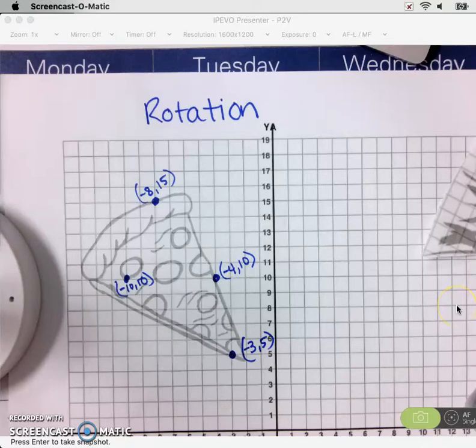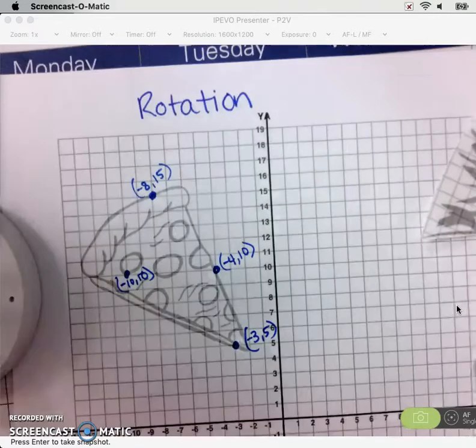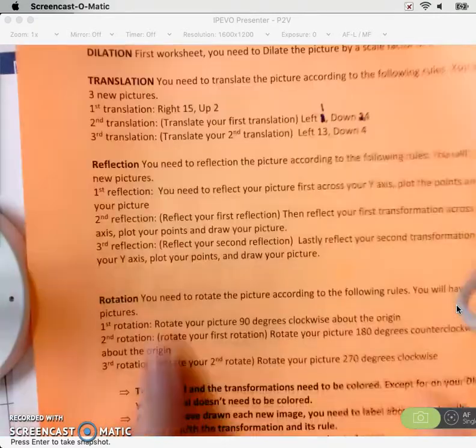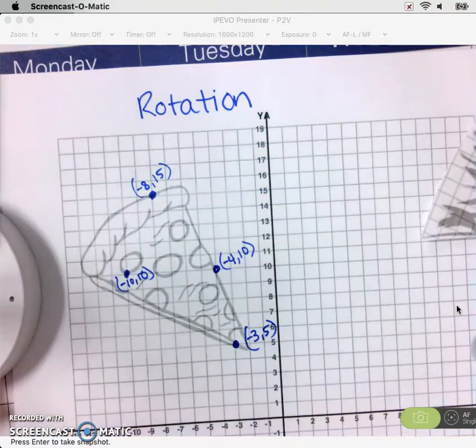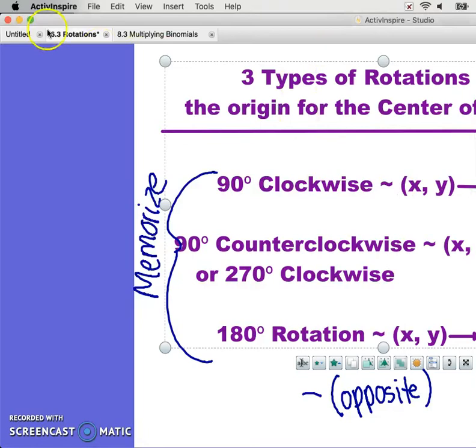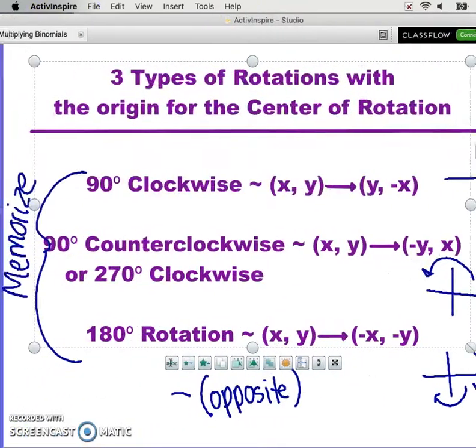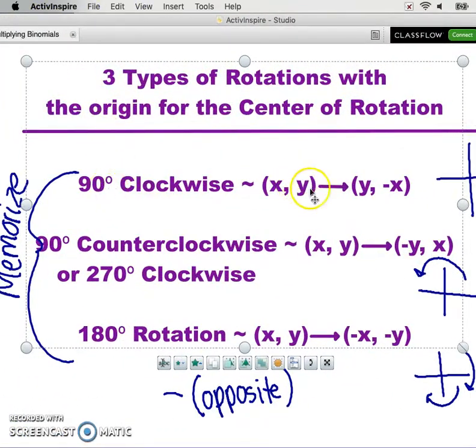So, the rotation part of the project. The first part of the rotation, we are asked to rotate your picture 90 degrees clockwise about the origin. So when it's 90 degrees clockwise about the origin, I want to remember these things here. So 90 degrees, I'm going to take x, y, my point, I'm going to flip them and make the x the opposite.